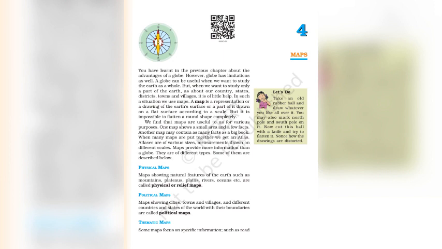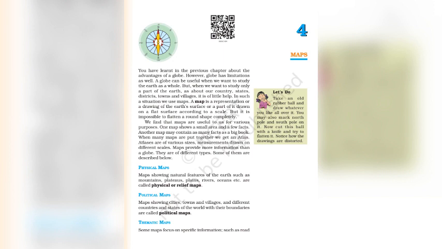Maps provide more information than a globe. They are of different types. Some of them are, one, physical maps. Maps showing natural features of the earth, such as mountains, plateaus, plains, rivers, oceans, etc., are called physical or relief maps. Two, political maps. Maps showing cities, towns, and villages, and different countries and states of the world with their boundaries are called political maps.